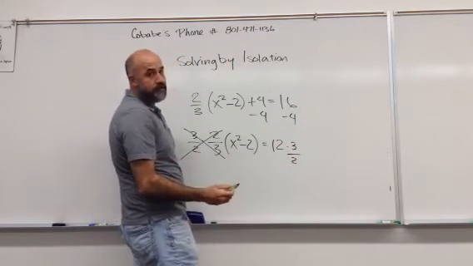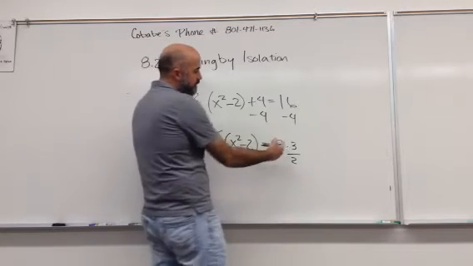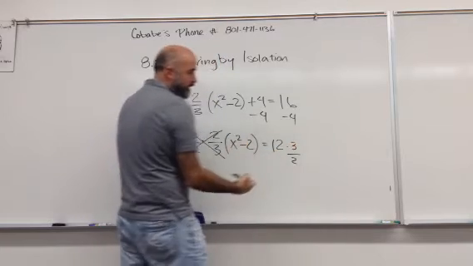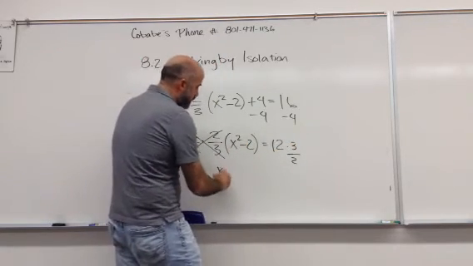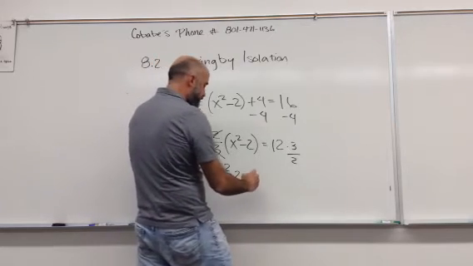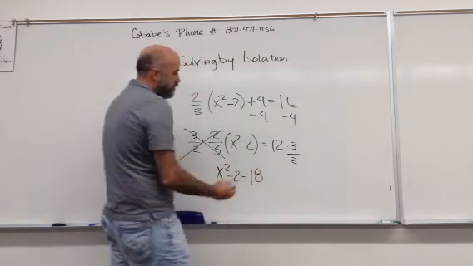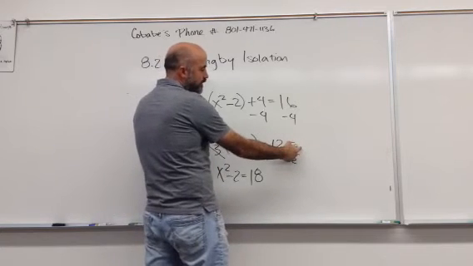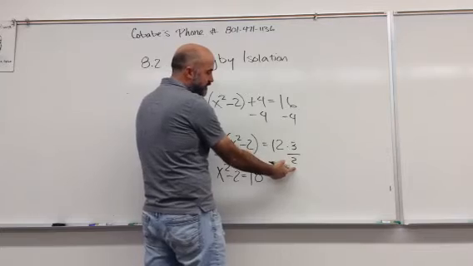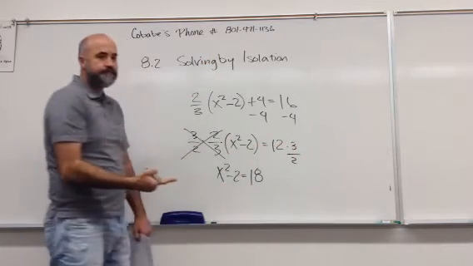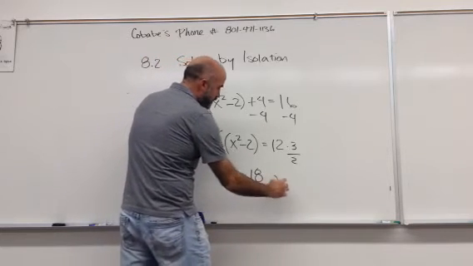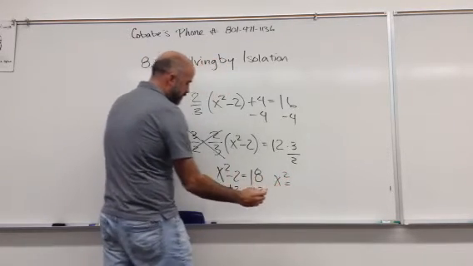Okay, some of you might have a hard time with that. You can multiply and then divide by 2, or you can divide by 2 and then multiply, it doesn't matter the order. X squared minus 2 equals 18. 12 times 3 is 36, divided by 2 is 18. Or 12 divided by 2 is 6. 6 times 3 is 18. Add 2 to both sides. X squared equals 20.